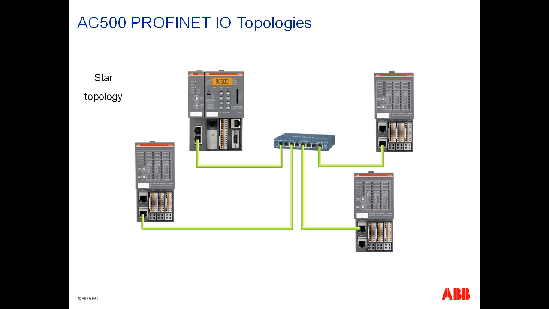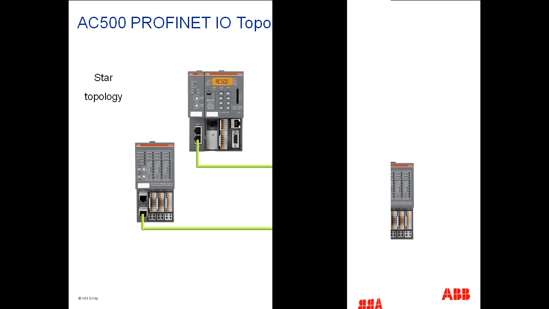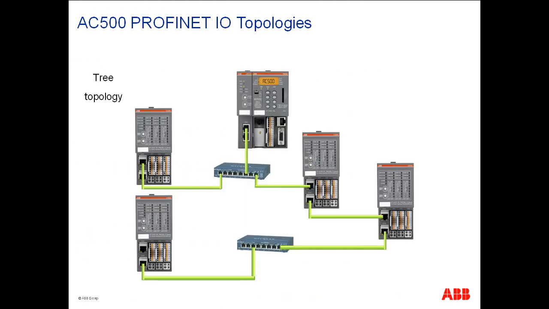Herein we see star topology, which is suitable for cases where several network nodes are positioned close to each other, for example, in a single cabinet. What we see now is called the tree topology. Well, a tree topology is basically a combination of several star networks, typically meant for a large automation plant grouped into different manufacturing islands.